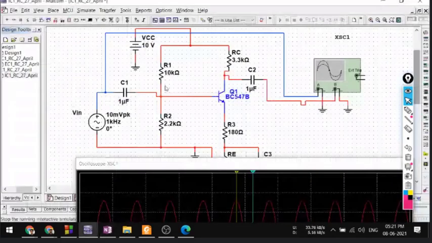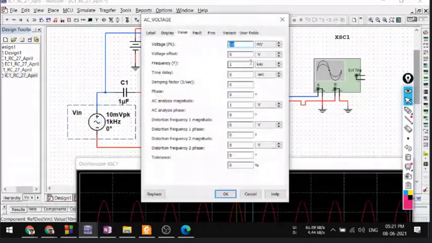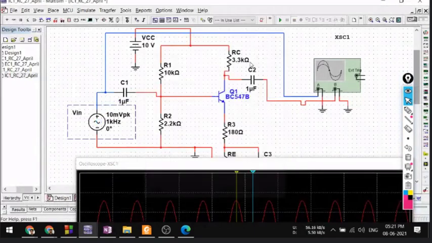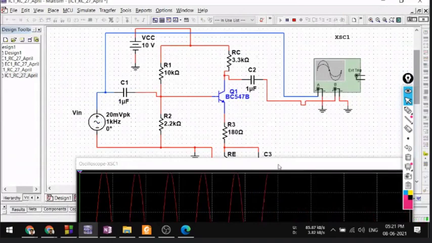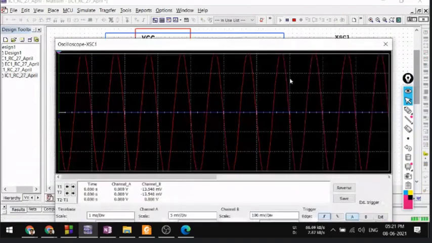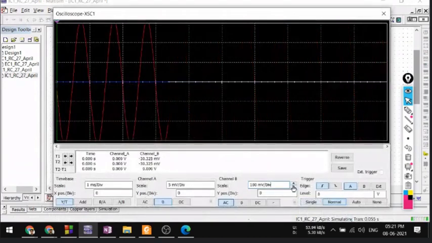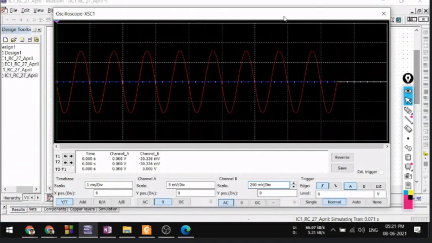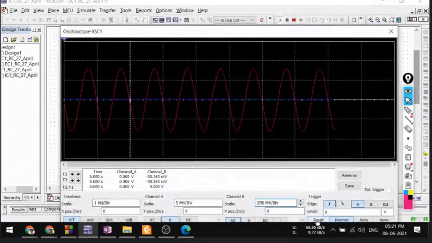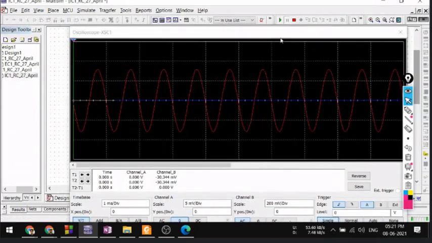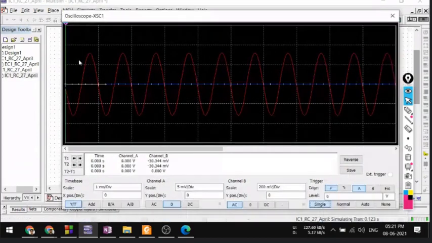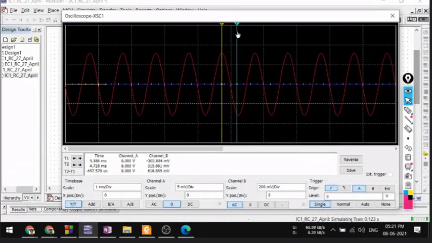For 40 millivolt peak to peak, what I have to do is pause it. 40 millivolt peak to peak means 20 millivolt peak. Run it, normal, not single. Increase the scale. Now let me say single. Now pause it. Now measure the positive peak and measure the negative peak.